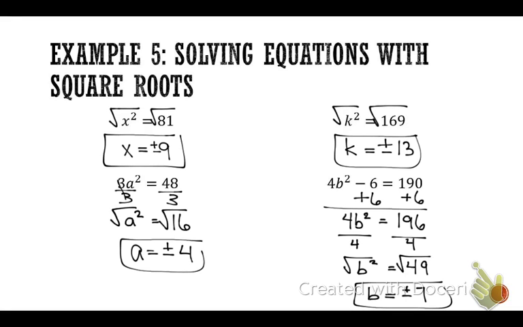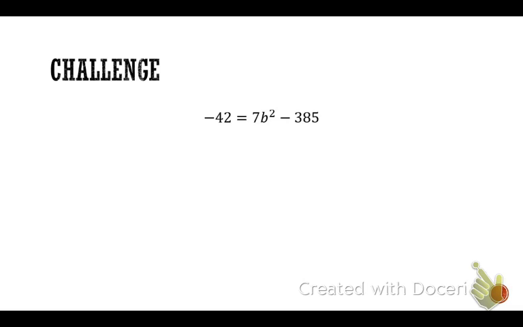Okay. All right, so we have this last one, and we call it a challenge question. It just looks a little different. Why do you think it looks a little different? Because it's backwards. Okay, so you can totally write it the opposite way also, as long as 7b squared minus 385 is on one side and negative 42 is on the other side. A lot of people just like reading it basically forward.